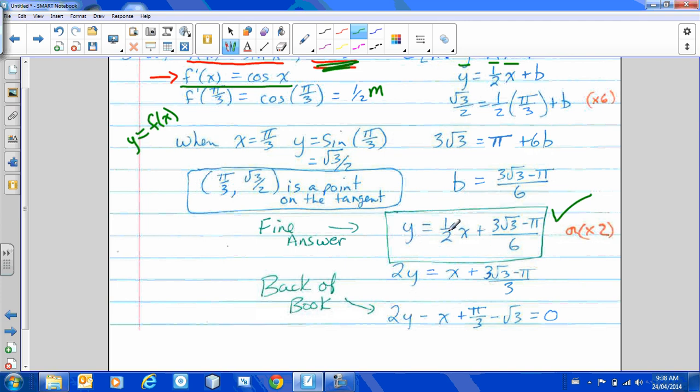So 2y, 2 times 1/2 x is just x. 2 times this divided by 6 is this divided by 3. And then we can simplify that section: 3 root 3 over 3 and pi over 3. 3 root 3 over 3 obviously is just root 3. And then it gets subtracted to the other side over here. Negative pi over 3 becomes positive pi over 3 when it's added to the other side.